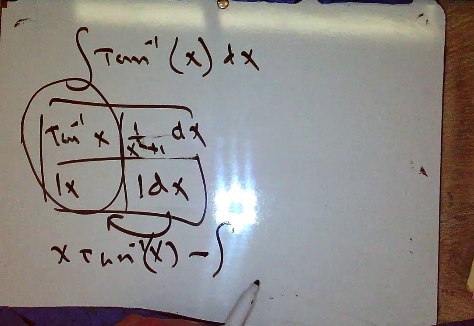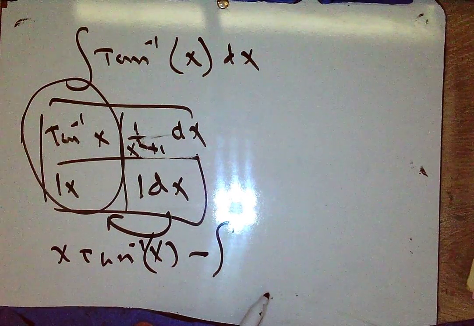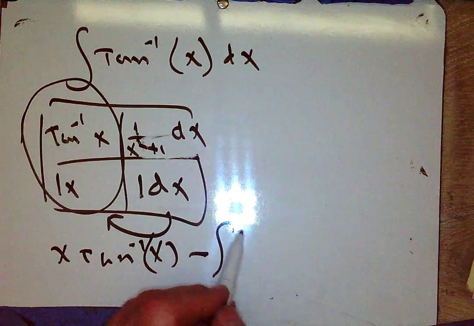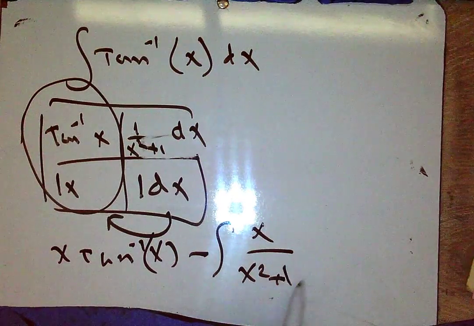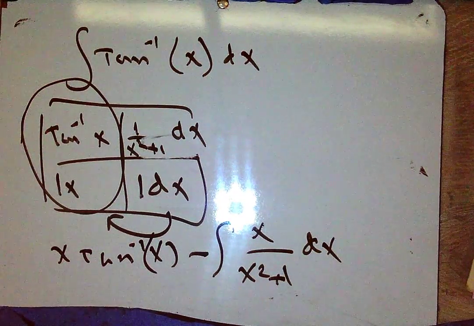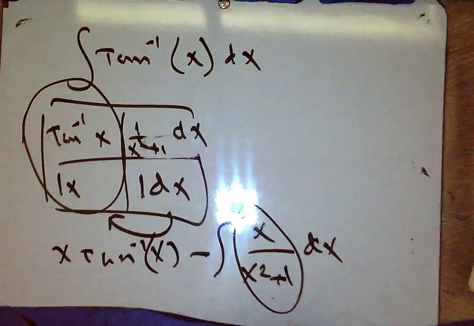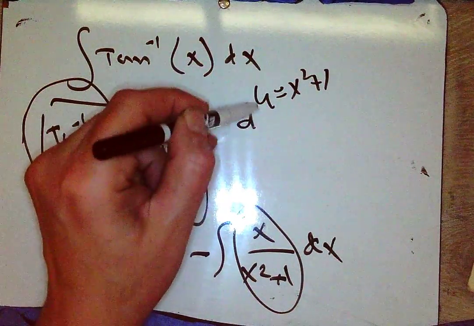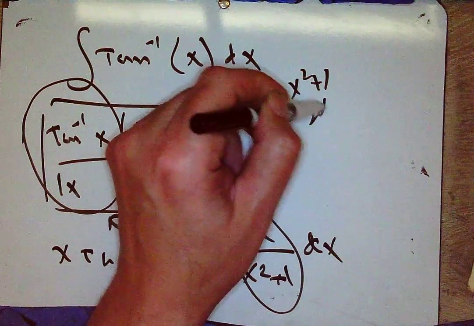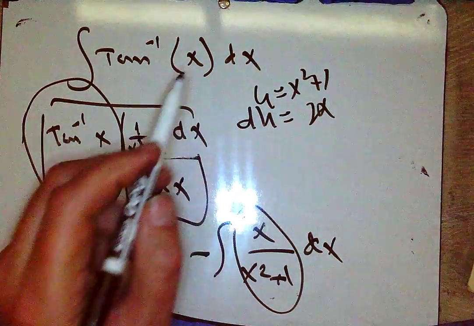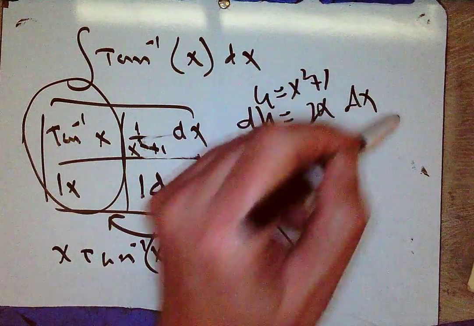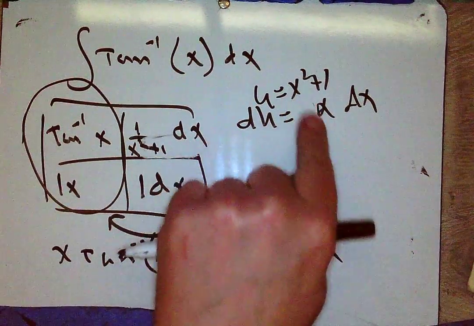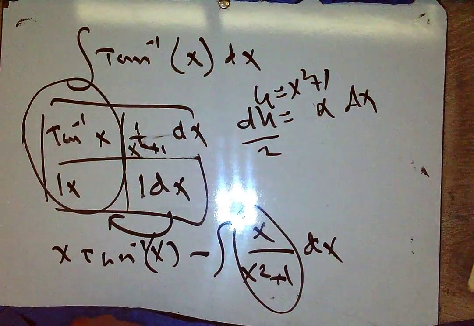Subtract the integral of x over x squared plus 1 dx. Okay, yes, u-sub, u equals x squared plus 1. du is 2x dx. That's close. I have x dx, not 2x dx. So let's divide by 2 on both sides.